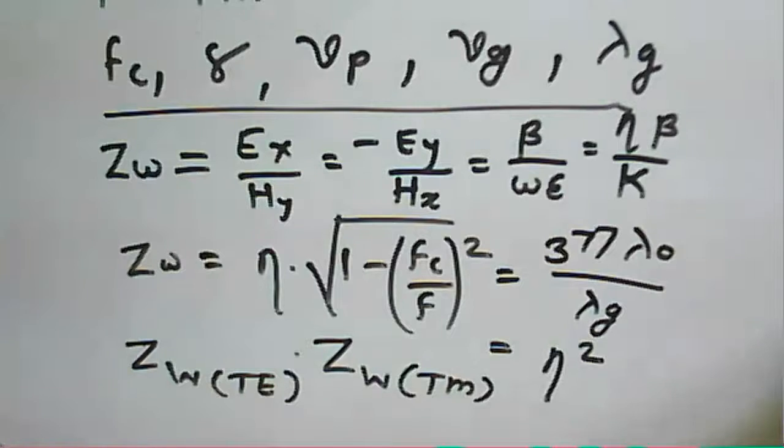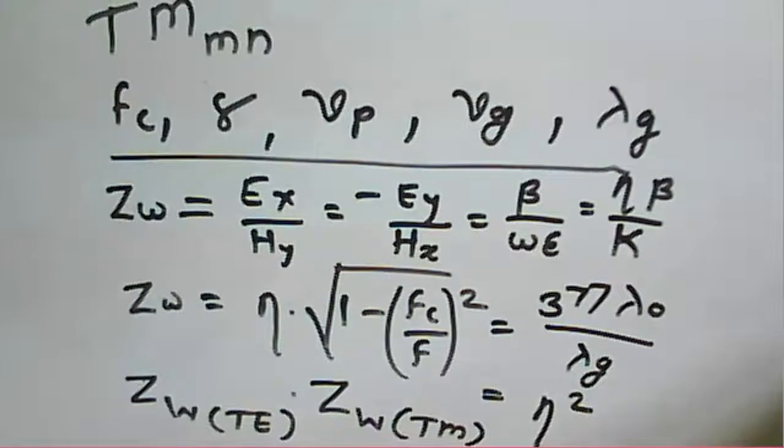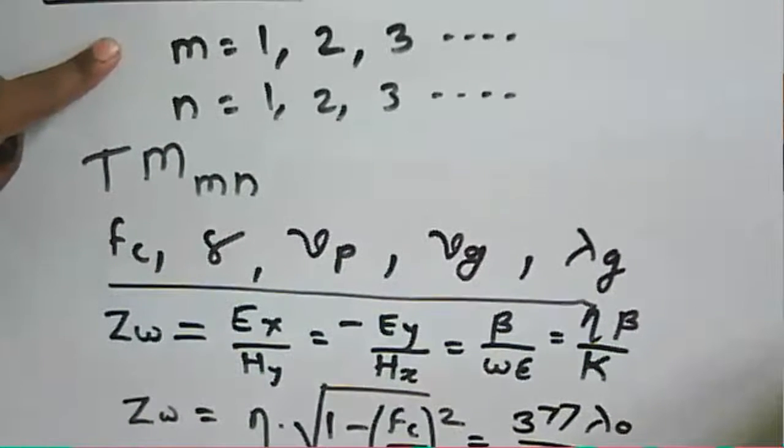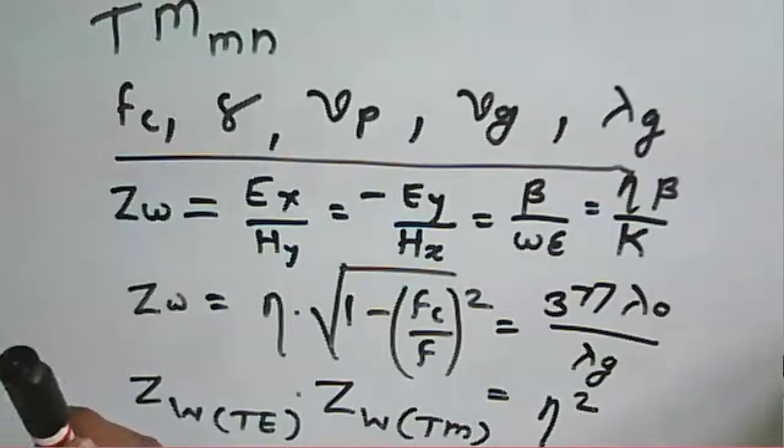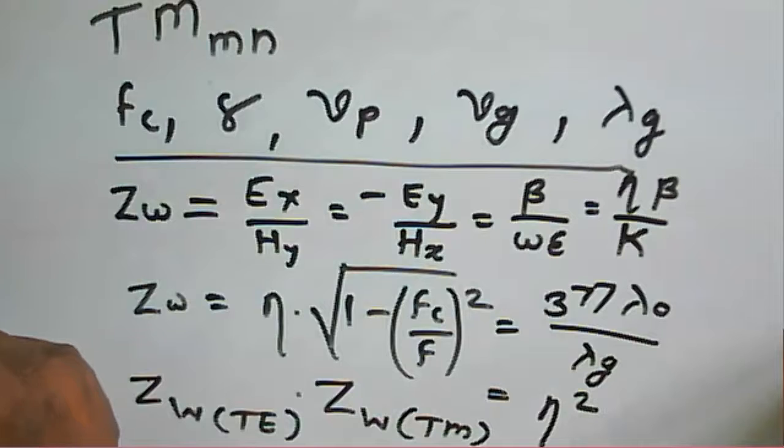So to conclude, for the TM modes of propagation, M and N cannot be 0. We can say that M will be 1 and N will be 1 here. That means M starts from 1 and N starts from 1. Then we get the different TM modes of propagation.